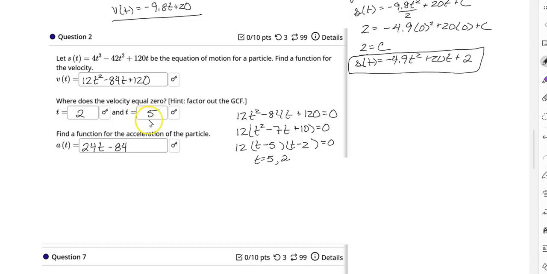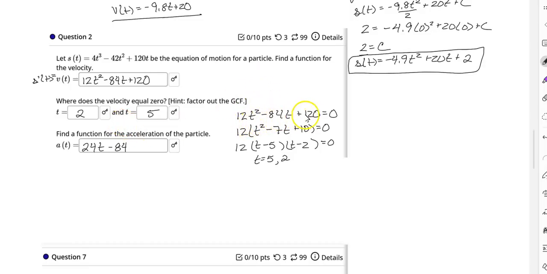So let's look at question 2. They're giving us a position equation, and they're asking us to find velocity. Well, this is just the derivative of the position equation. So if I take that derivative, I'm going to get 12t squared minus 84t plus 120. Then they're asking us, where is the velocity equal to 0? So we're going to take this and set it equal to 0, and solve it for t. That's going to give me the places where the derivative of that position equation, the velocity equation, is equal to 0.